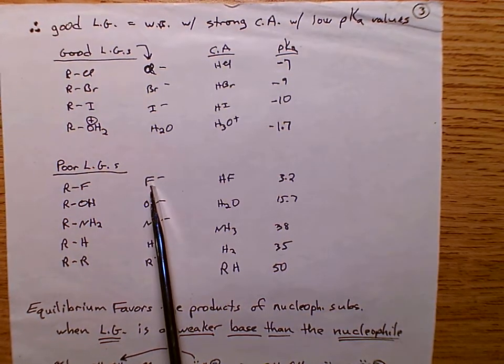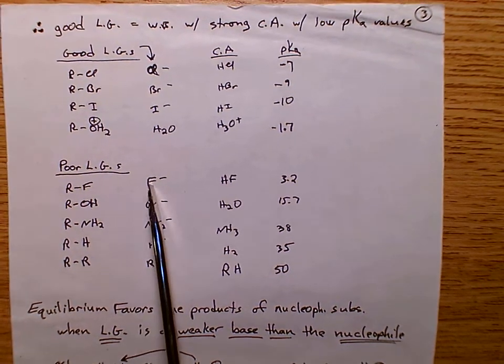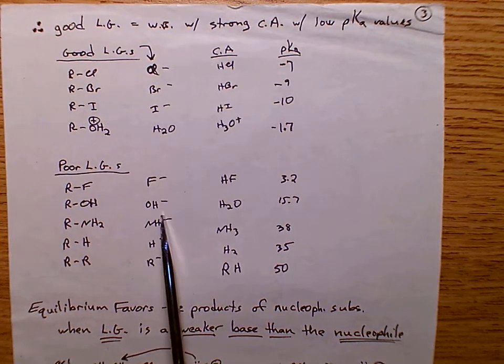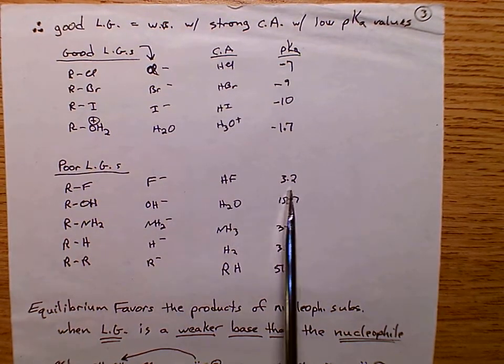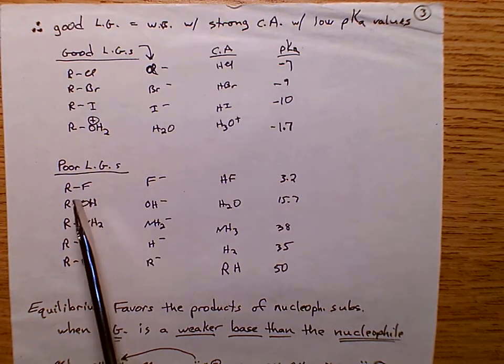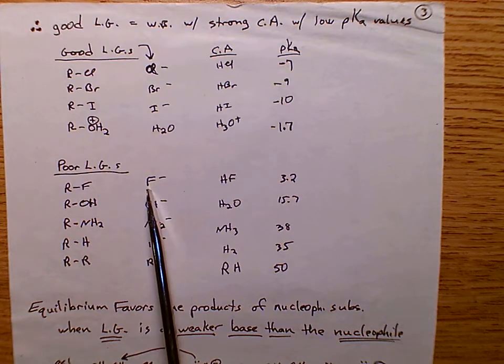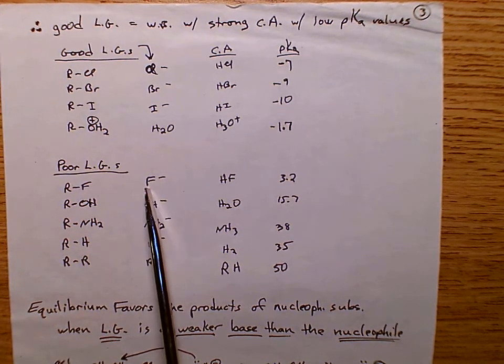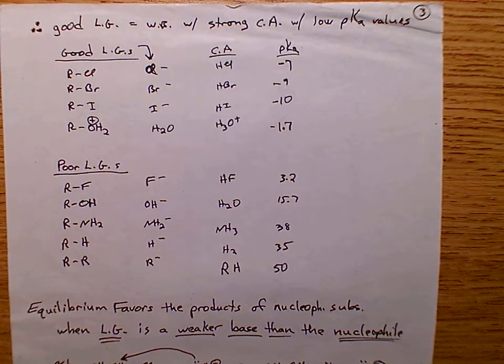F minus, not a good leaving group. I'd classify it as poor, but it's a better leaving group than OH minus is. Look at pKa's here. It's closer to negative 1.7 than it is to 15. So while fluoride's not a great leaving group, it's kind of poor, but it's not nearly as bad as hydroxide is.